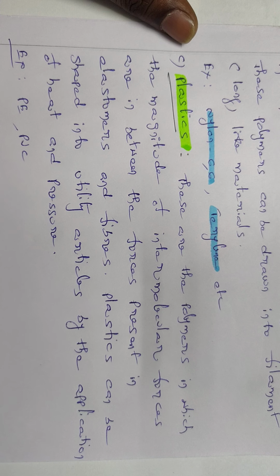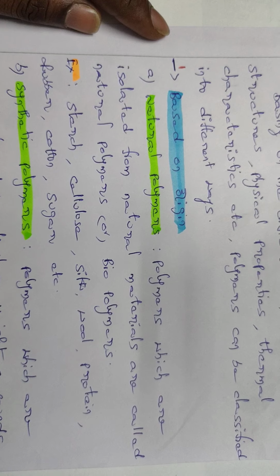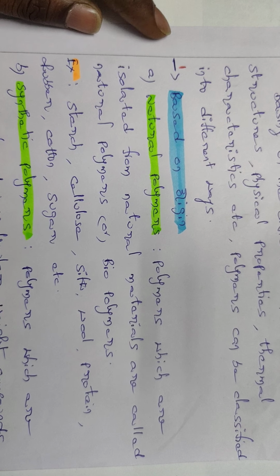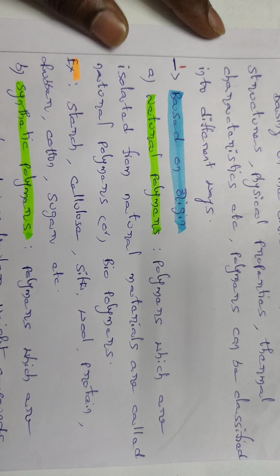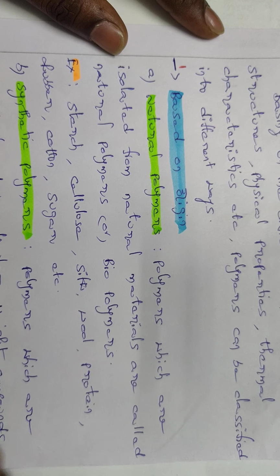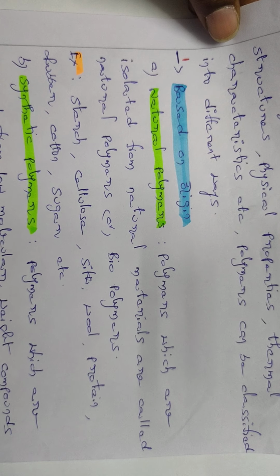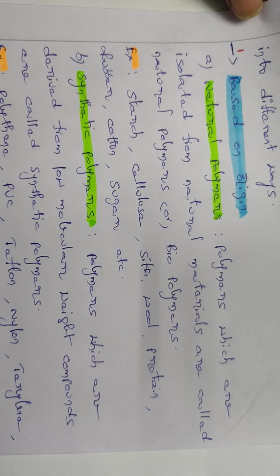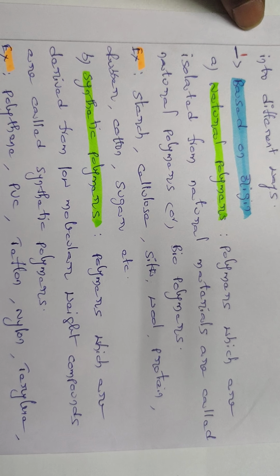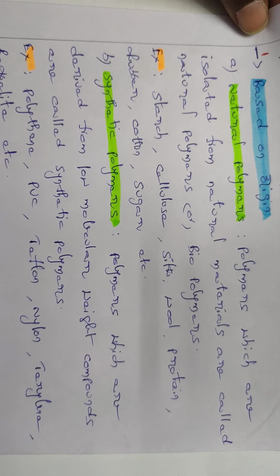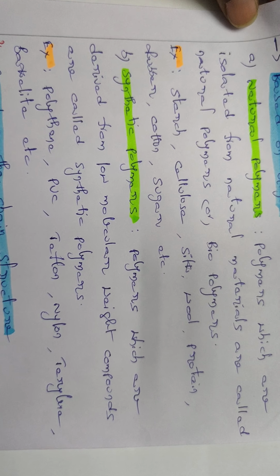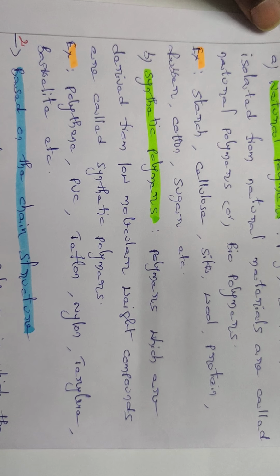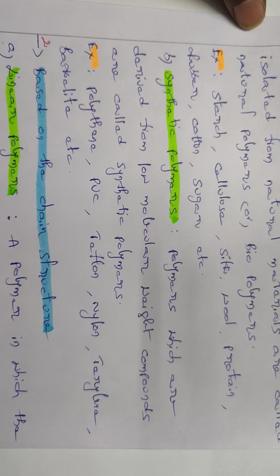Okay students, I repeat once again. The first classification is based on origin. Based on origin, polymers are mainly classified as two types: natural polymers and synthetic polymers. Natural polymers are directly obtained from nature. Synthetic polymers are man-made polymers which are prepared from low molecular weight compounds.